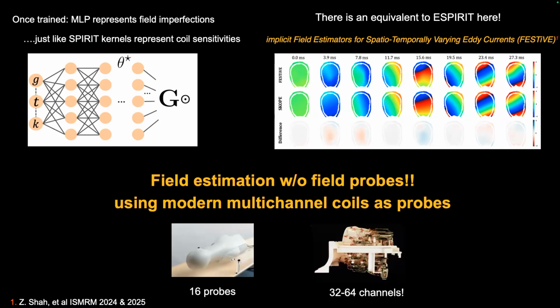So what's going on here? We're doing field estimation without a field probe. The field probe has 16 channel probes. We have a 32 or 64 channel coil plus a 3x3 or 5x5 GRAPPA kernel. We have plenty more variables to be able to estimate potentially even better than SCOPE.